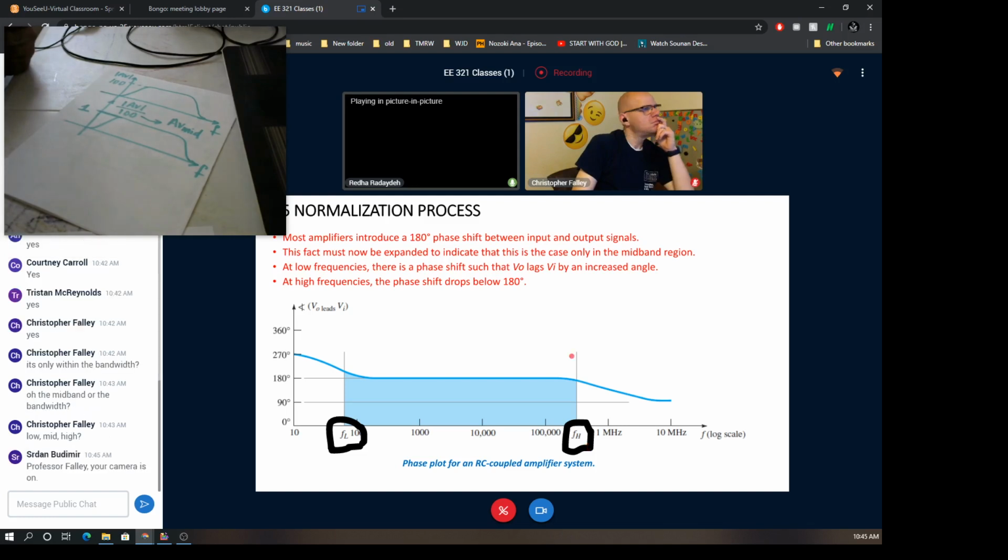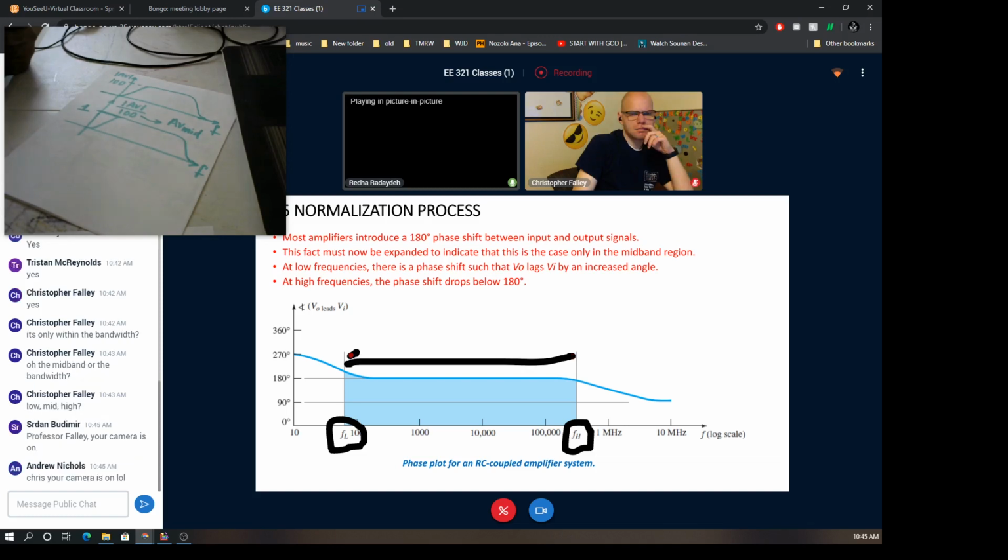So the bandwidth of the amplifier is still measured by taking the difference between FH and FL. This is the bandwidth here. So the bandwidth BW will be the difference between FH minus FL. Okay.